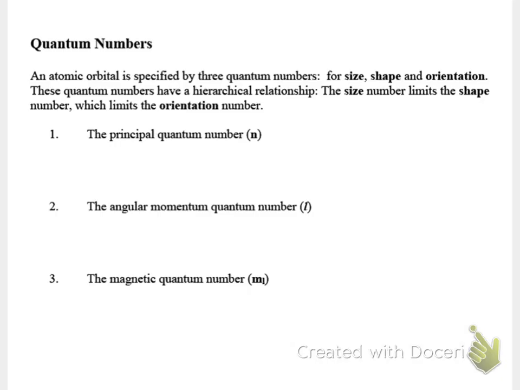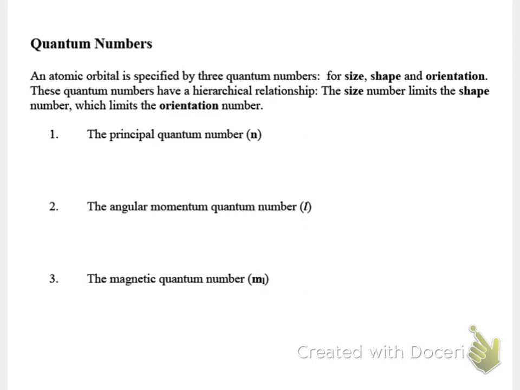So an atomic orbital can be specified by quantum numbers, 3 quantum numbers for the orbital, one for size, one for shape, and one for orientation. These 3 quantum numbers have a hierarchical relationship. So the first one will specify what the second one can be, and the second one will specify what the third one can be. And we're going to talk about them each individually.